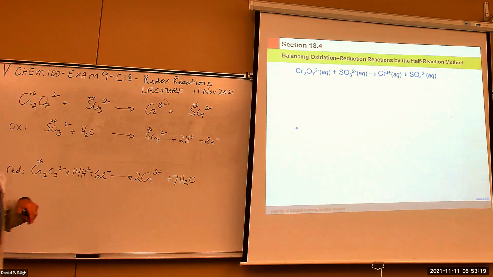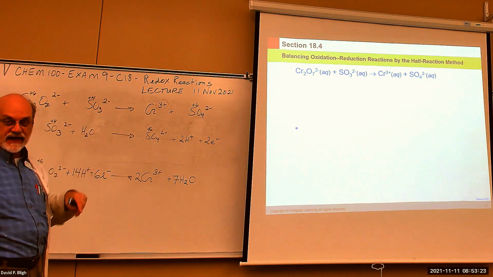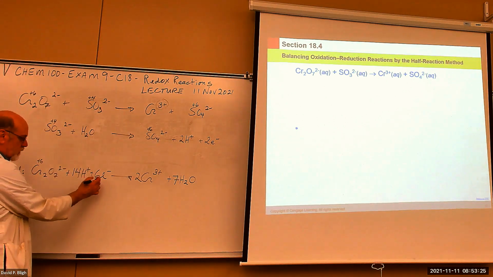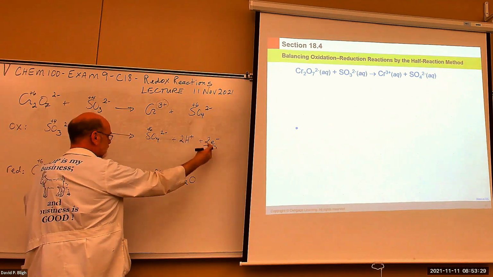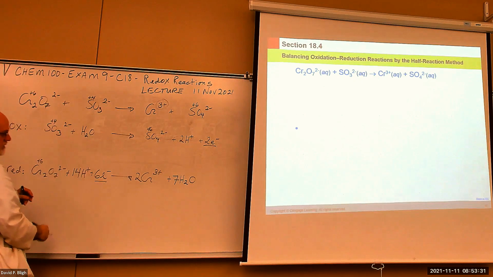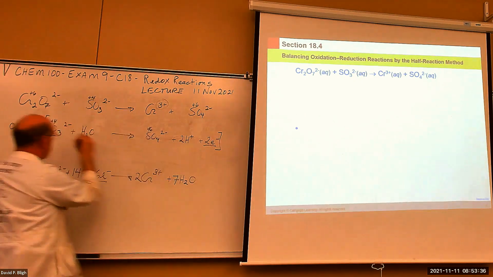Now, we have to balance the electrons before we can bring the equations back together. Here we have 6 electrons, here we have 2. So we need 6 electrons in this equation. We multiply the whole thing through by 3.